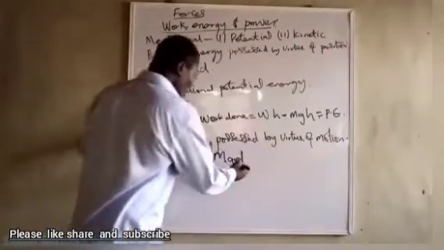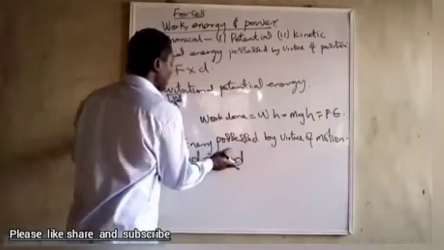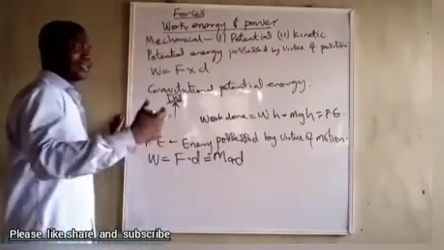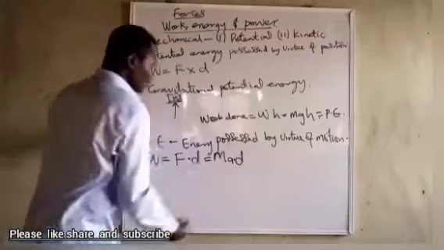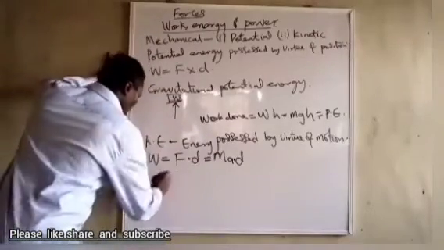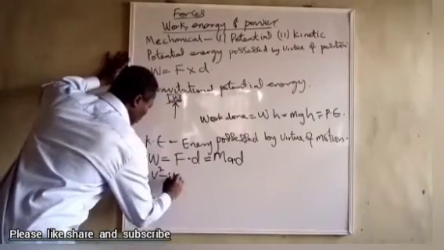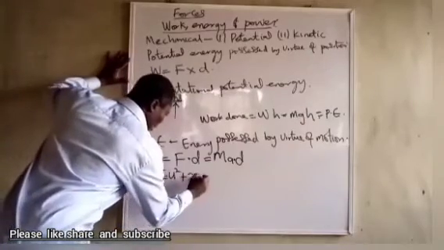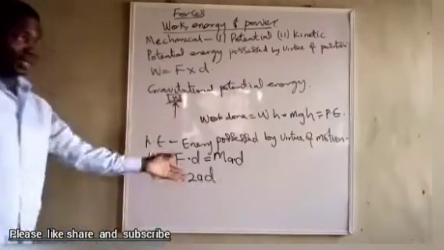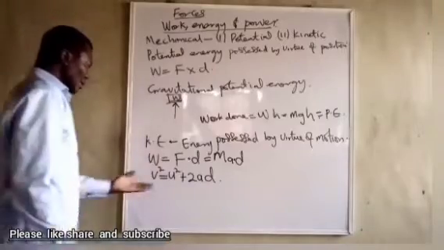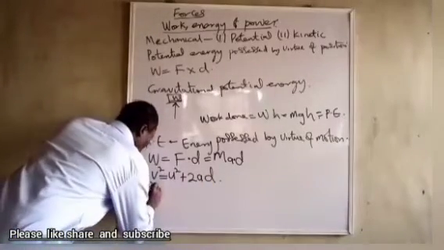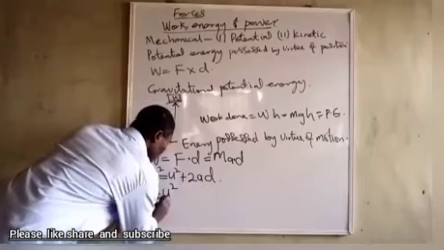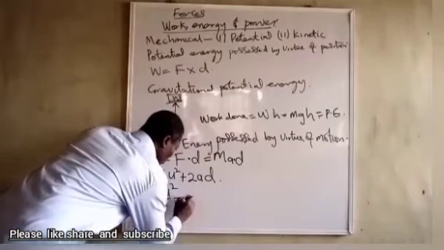So if a body has an acceleration of a over a distance of d, let's think of what the velocity will be like. Let's go to our equation of motion. We know that v squared equals u squared plus 2ad. Therefore, v squared minus u squared over 2 is equal to ad.